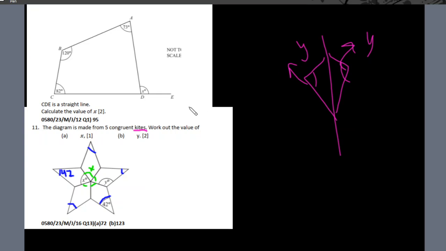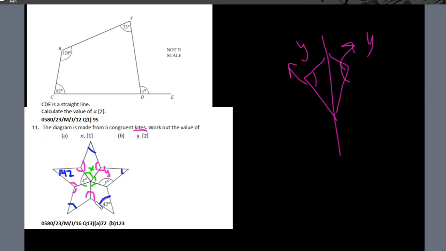Similarly, since they're kites as well, a kite has one line of symmetry, right? So it has this line of symmetry, so this angle equals this angle. So if this angle is y, then this angle will also be y. So this is y, and so are all other angles. Y, y, and so on.